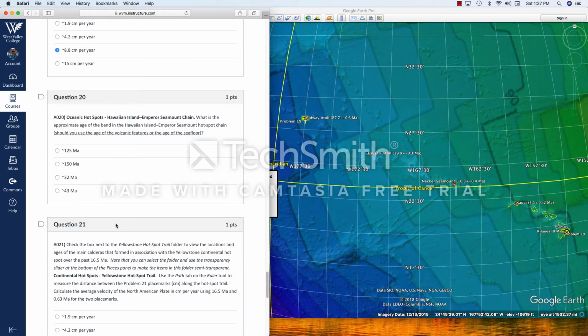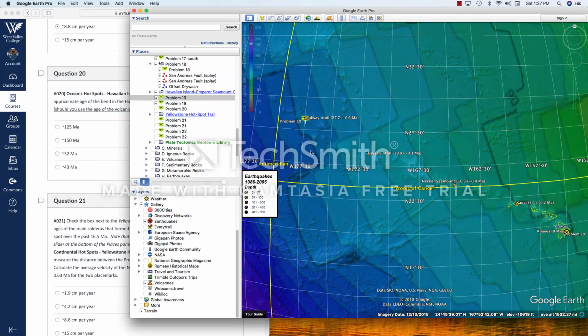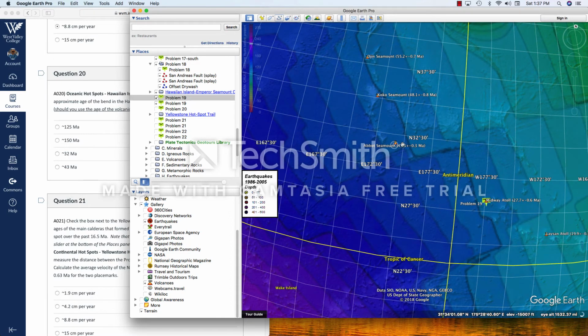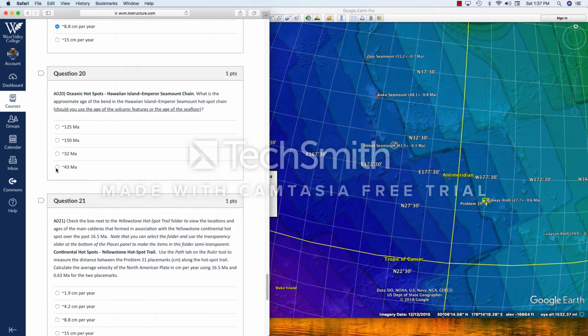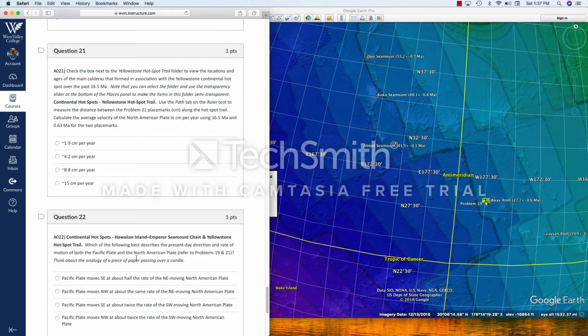Now, if we look at question 20, we're trying to figure out the age of the bend in the Emperor Seamount Chain. And so that bend is right here. And it's the age of the volcano, so we're picking about 41, 43 million years. That's the best option there. For question 21, we're looking at the Yellowstone hotspot. We're going to do something similar.